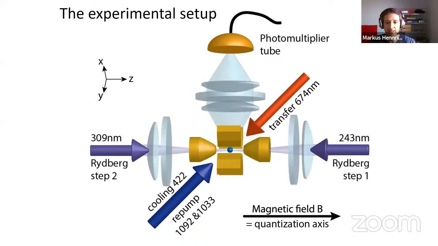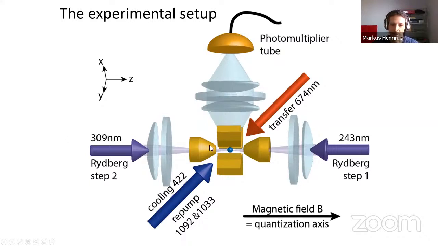Okay, the experimental setup is sketched here. So we have an ion trap. This is the pole trap that I showed you in the initial picture. Here are the strontium ions in the center. And we have all the usual lasers for qubit manipulation, cooling and repumping and so on from the side. And on top of that we have the two Rydberg excitation lasers going along the trap axis. So they actually excite all of the ions at the same time.